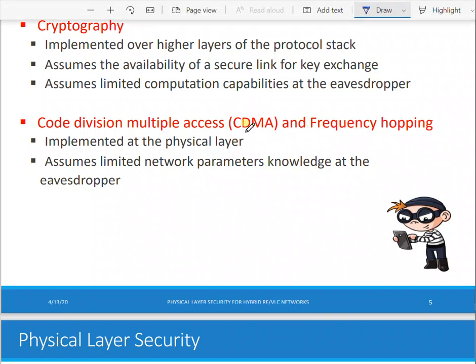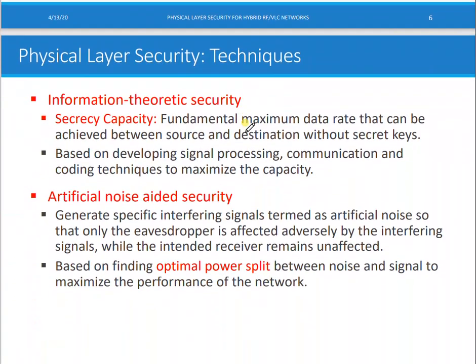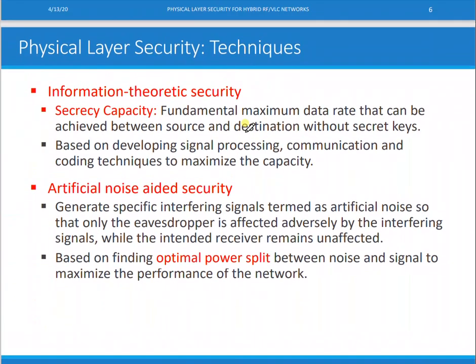The CDMA is a type of modulation. يعني we have frequency hopping. يعني these are the protocols used for encoding the data inside the إيش اسمها carrier frequency.